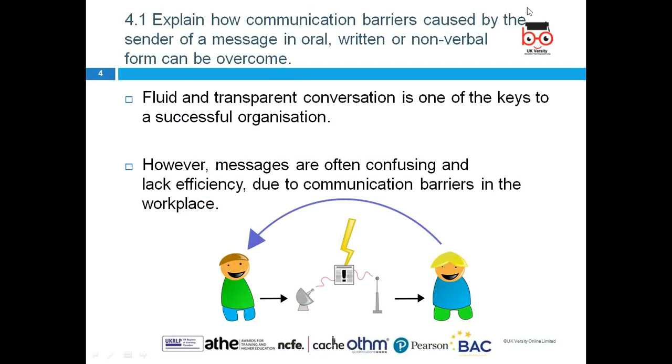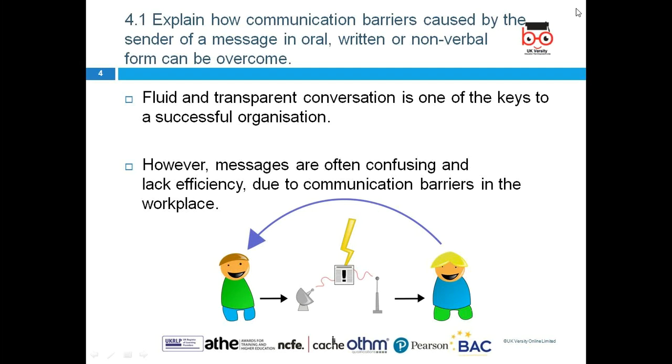So 4.1 is to explain how communication barriers caused by the sender of a message in oral, written, or non-verbal form can be overcome. Now, the person who actually sends the message, it can be you, it can be management, so whoever is actually talking or sending a message at that moment. When we want transparent conversation, we need it to be fluid, we need it to be understandable. It's one of the keys to a successful organization, so that what you say flows and what you're trying to convey is understood by the person.